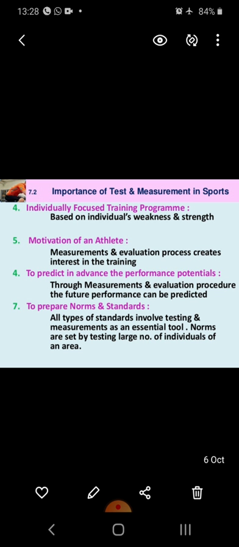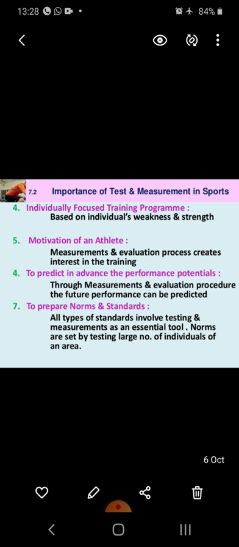Fine. Likewise, if from time to time we take our test of time, duration or distance, we get to know that this much we can run easily, this much we can easily throw, or this much we can easily jump. So it will help in that also. So to predict in advance the performance potential, through measurement and evaluation procedure, the future performance can be predicted.